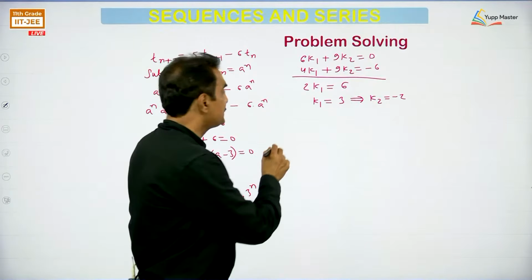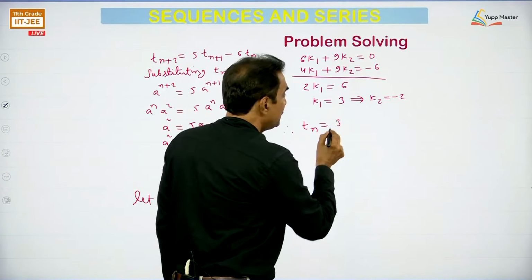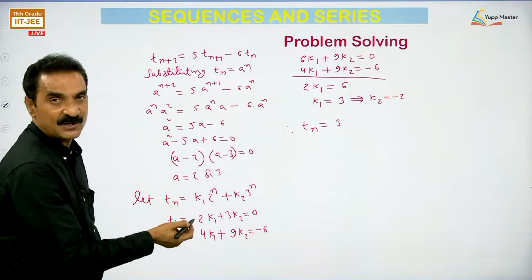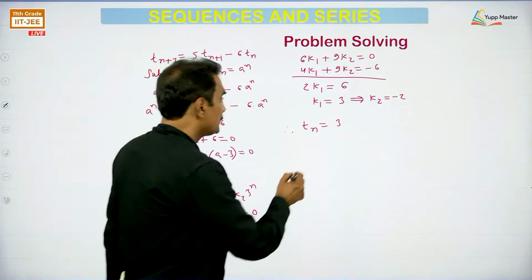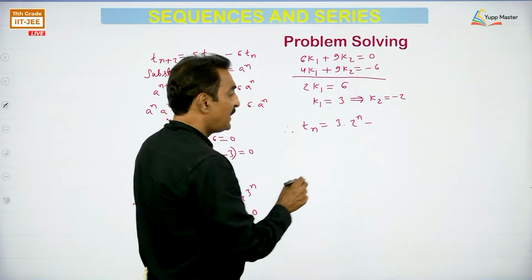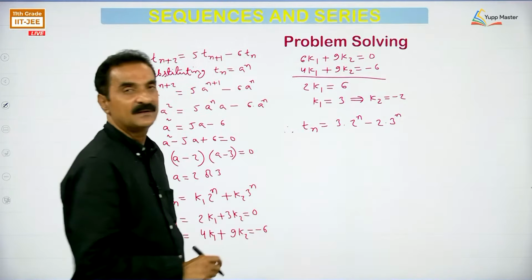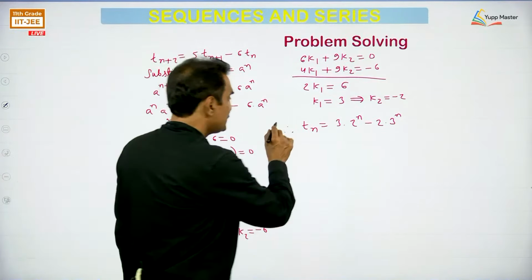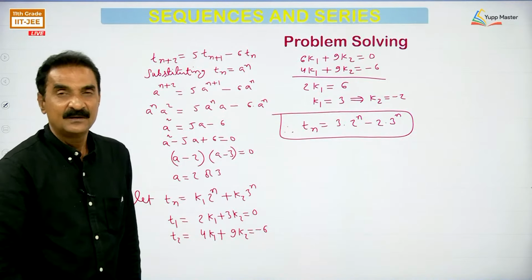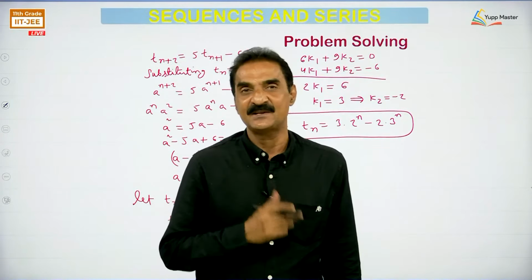Therefore, the nth term Tn is k1 2 power n plus k2 3 power n. K1 is 3, so 3 into 2 power n minus 2 into 3 power n. Understood? So this is called solution of the recurrence relation. So solving a recurrence relation means finding the nth term using the recurrence relation.